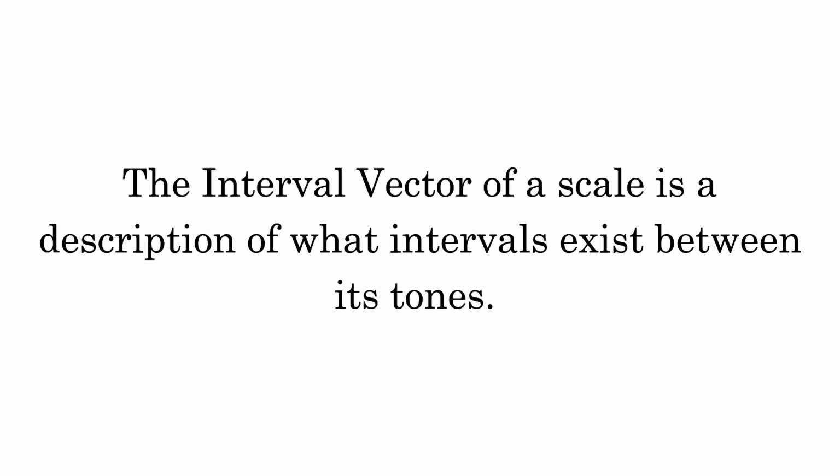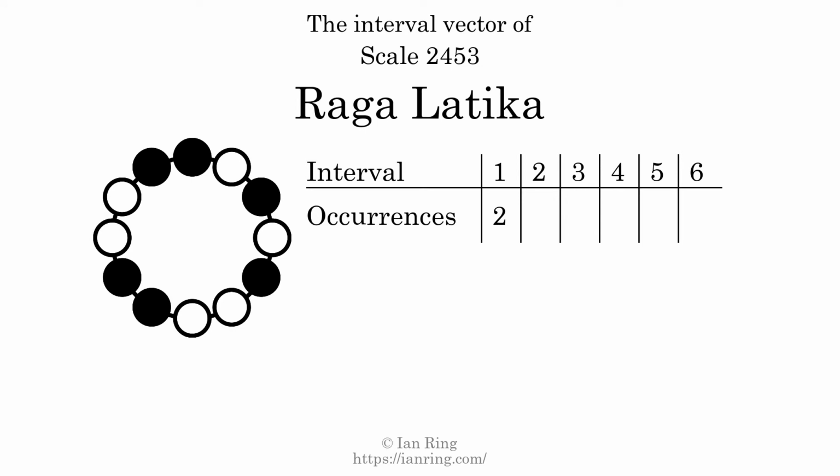The interval vector of a scale is a description of what intervals exist between its tones. There are 2 intervals with the size of 1 semitone. They are here and here. There are 2 intervals with the size of 2 semitones. They are here and here. There are 3 intervals with the size of 3 semitones. They are here, here, and here.